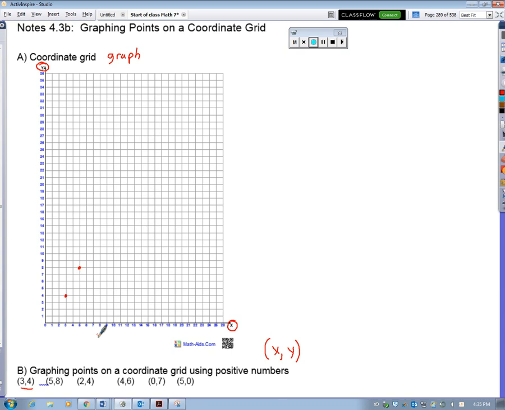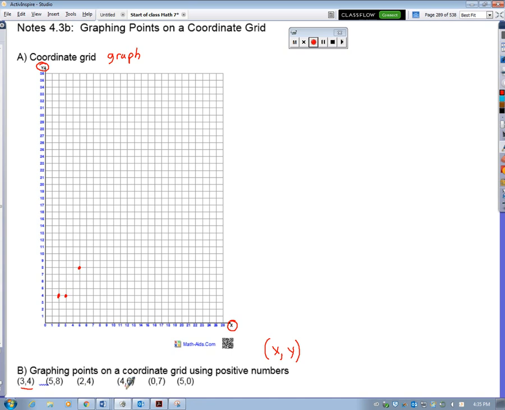Okay, one way to think about this that I like to use is you start right here and you always walk to the elevator, and then you take the elevator up to where you need to go. Okay, that's one way I think about it. So let's take a look at this next point. 2, 4, we're going to graph that, so we're going to start here, walk to the elevator, take the elevator up to 4, and that's where we're going to put our point.